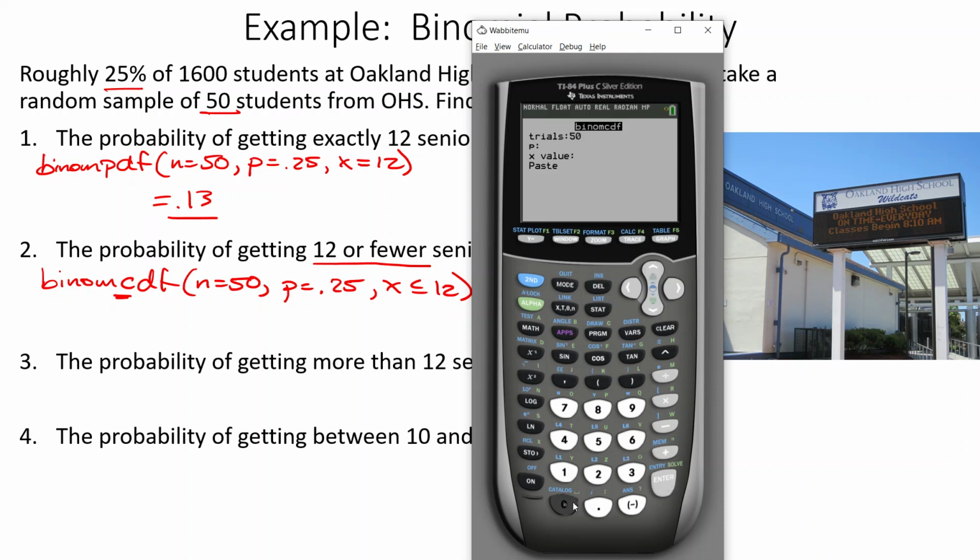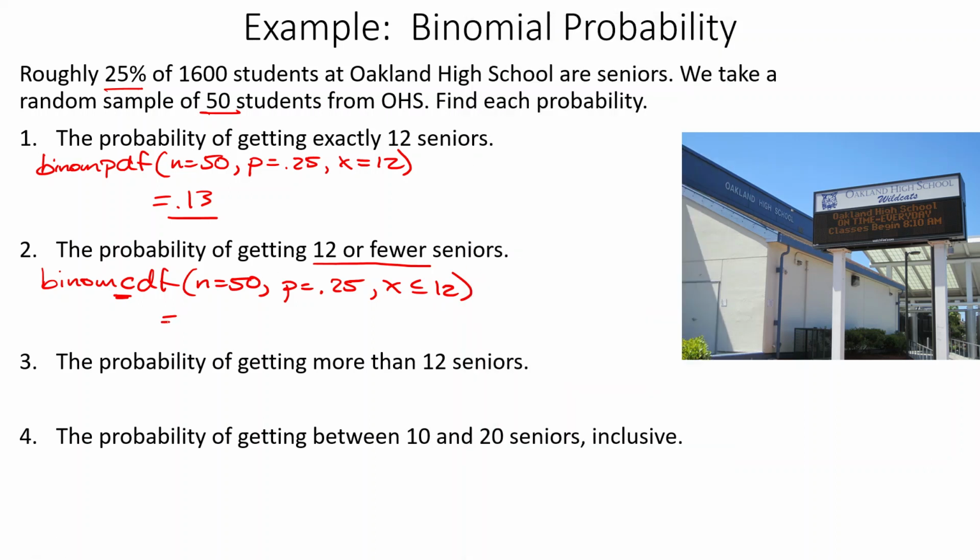So we've got 50, 0.25 probability of success, and 12 is our biggest number. And we get 0.51. So big difference. So that one letter changed from 13% to 51% here.